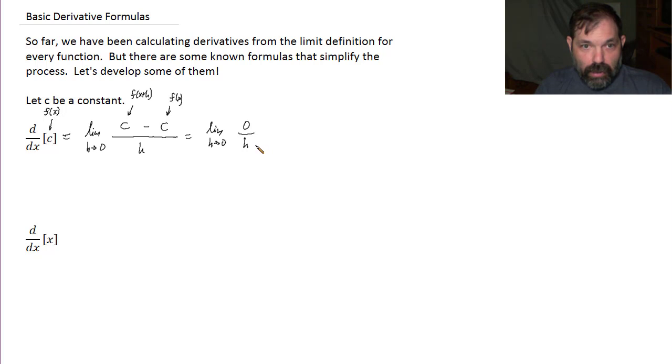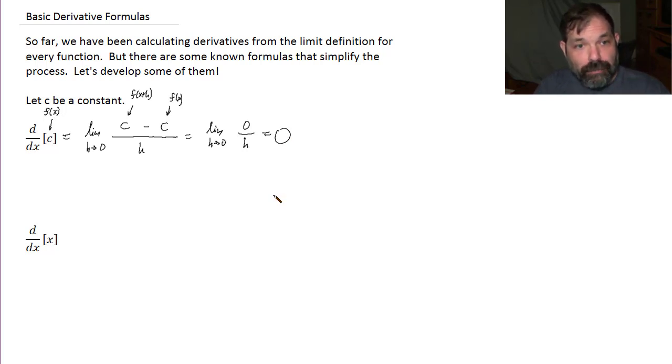Now, this might look like an indeterminate form since it looks like a 0 over 0. But remember, h is not equal to 0, it's close to 0. And so if we divide 0 by a non-zero number, we get 0. And this should make sense.